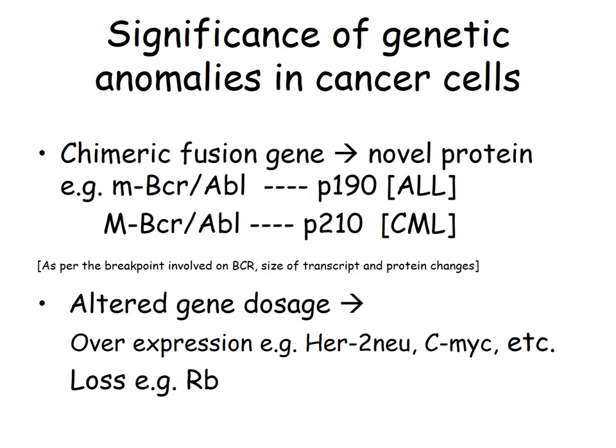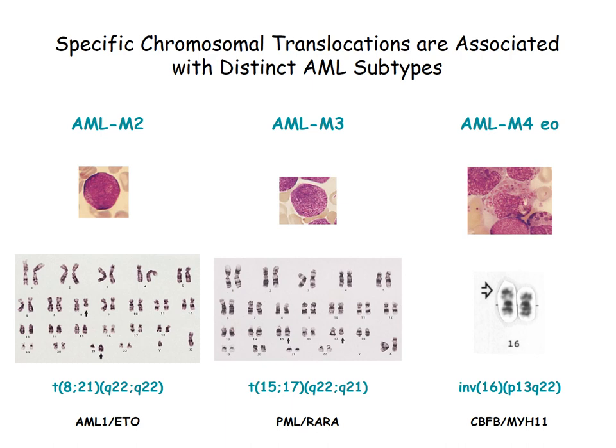So the significance of a genetic anomaly can be either a chimeric fusion gene, or it can be altered gene dosage, which can be due to overexpression, for example, HER2/neu gene, c-MYC gene, or altered gene dosage due to loss, like retinoblastoma. Due to deletion, the gene is lost and it is a tumor suppressor gene. When it is lost, tumor suppression is not there.